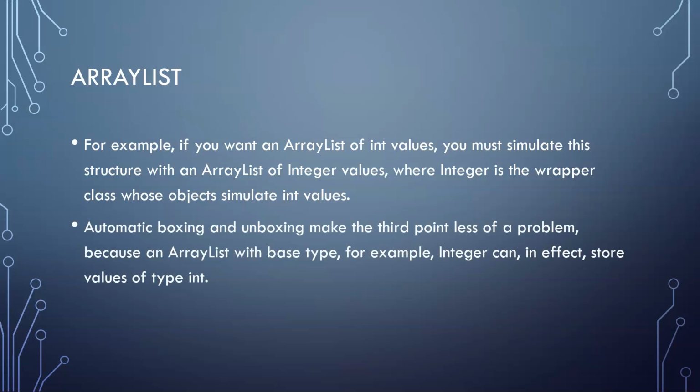Now, automatic boxing and unboxing make that third point less of a problem. So even though there's 3 disadvantages, we can kind of get around it by using the wrapper classes. Because an array list with base type, for example, Integer, can in fact store those int values, we can still kind of get into using those parameter types such as int, double, and char.